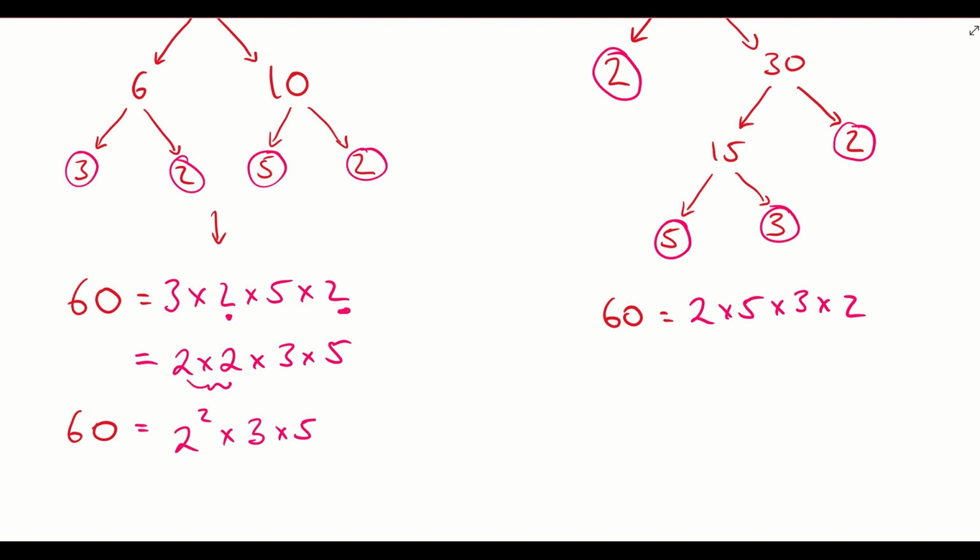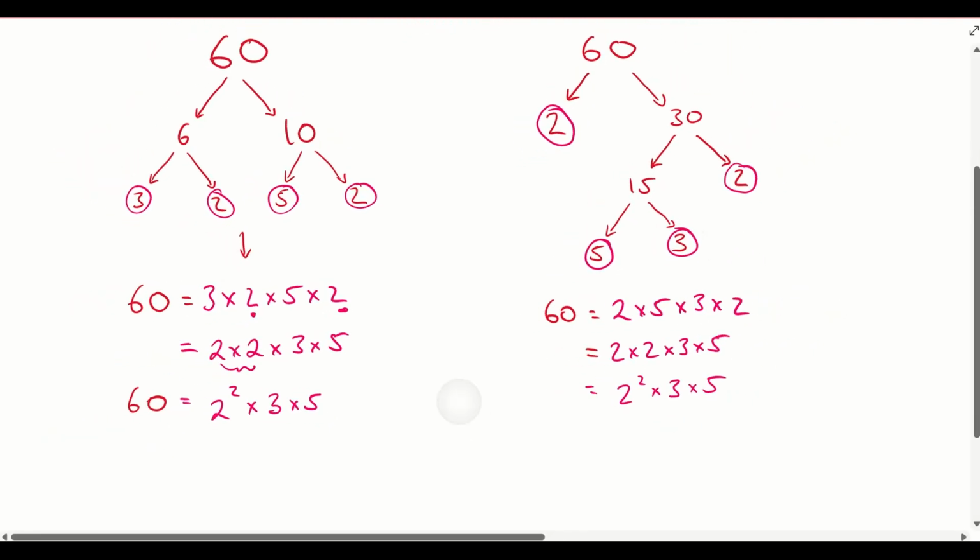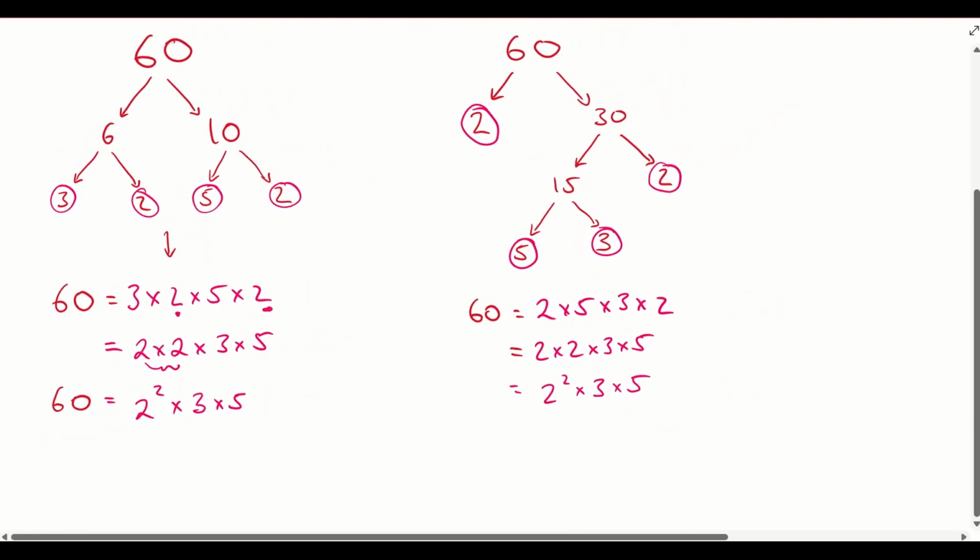And let's do the same over the other side and see if we get the same answer. So can we put all of our 2's together? 2 times 2 times 3 and then times 5. And well, this is 2 squared times 3 times 5. So once again, it doesn't matter what way we do our factor tree, we always end up getting the same answer.